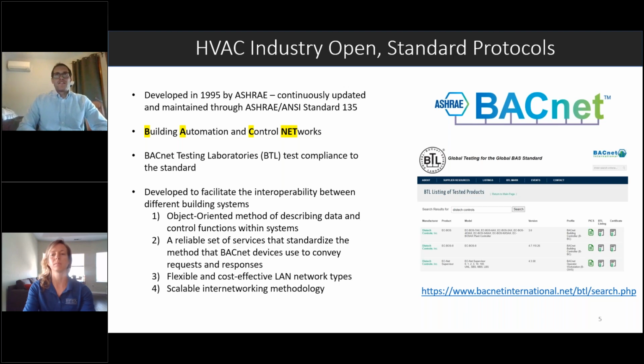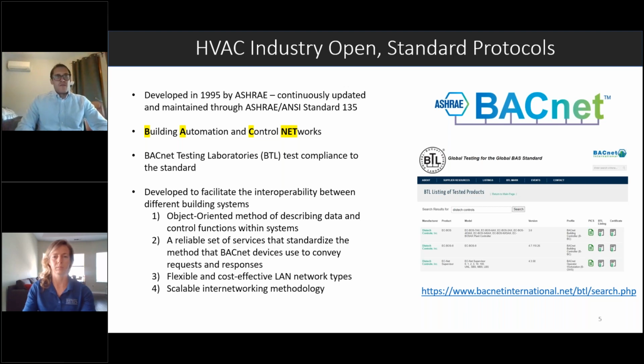So with that, let's talk a little bit about BACnet. It was founded in 1995 and supported by ASHRAE. I think being brought up through ASHRAE has really helped with its adoption into the HVAC industry pretty quickly. And it continues to be updated and maintained with that standard, 135.